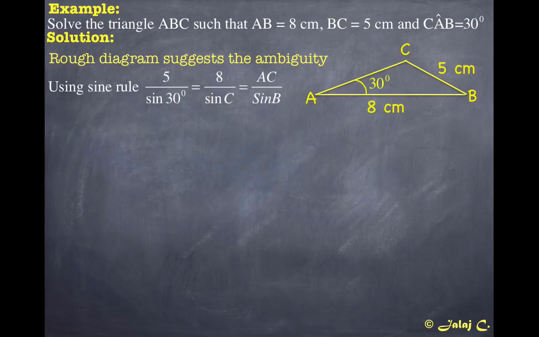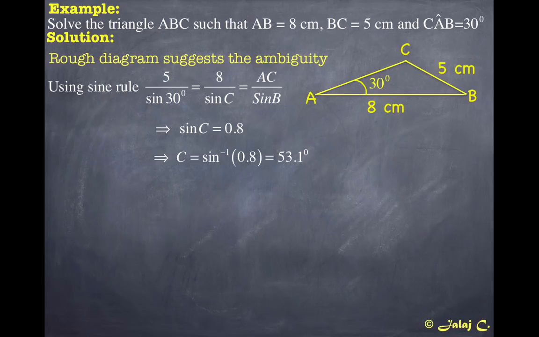So let's start solving it. Now since angle A and side a are both given, the sine rule would be a good option. Let's start using the sine rule. We get sine C is equal to 0.8. That gives C is equal to 53.1 degrees.